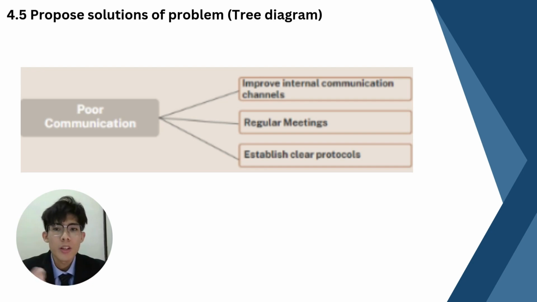To improve this, we recommend improving internal communication channels, implementing tools like Slack or Microsoft Teams for better coordination. For example, using Slack channels for project-specific discussions to streamline information sharing. Secondly, we could also hold strategic regular meetings, scheduling daily stand-up meetings and weekly team discussions to maintain transparency amongst the team. For example, weekly quality review meetings can help to track progress and brainstorm new solutions.